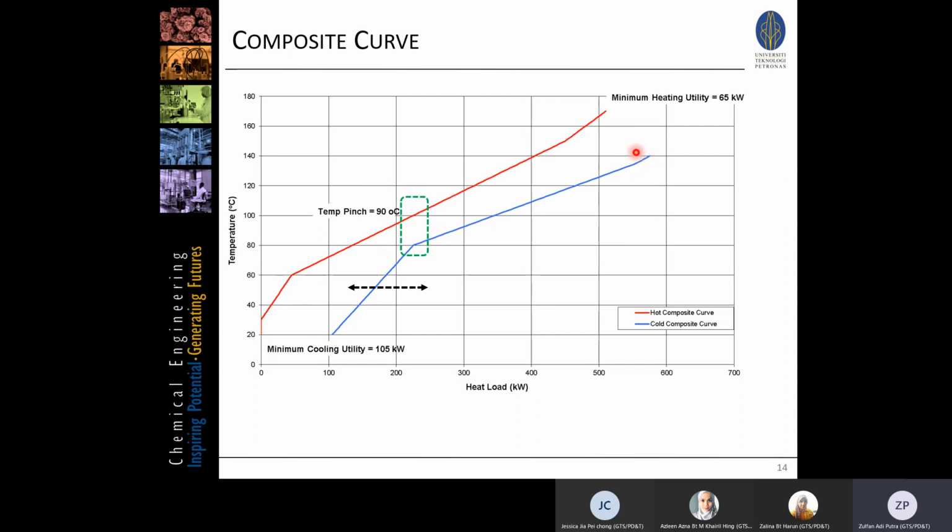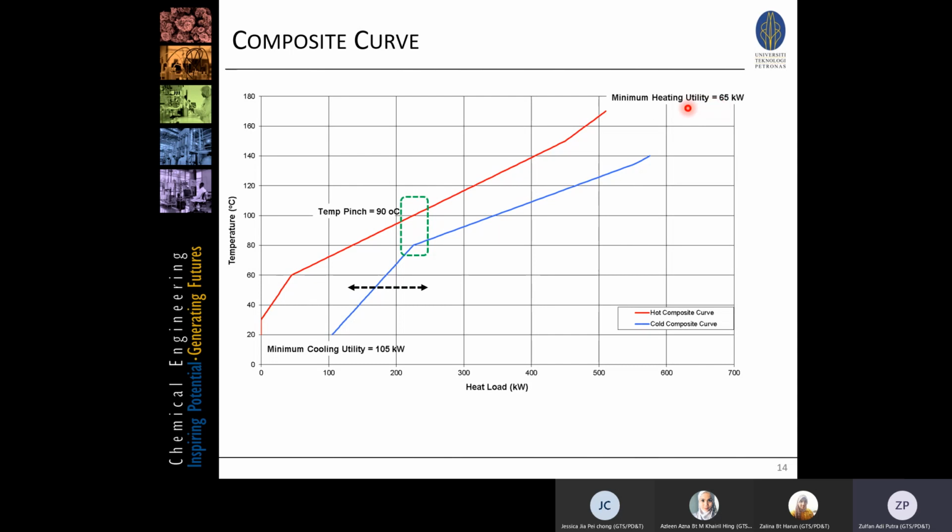So from this point to that point, this is then the amount of heat that we need to supply to the plant so that this part of the plant can be fulfilled. This distance, the x distance, is the minimum heating utility. This is coming from our steam system or hot oil system, for example. So this is the minimum utility that we have to supply.